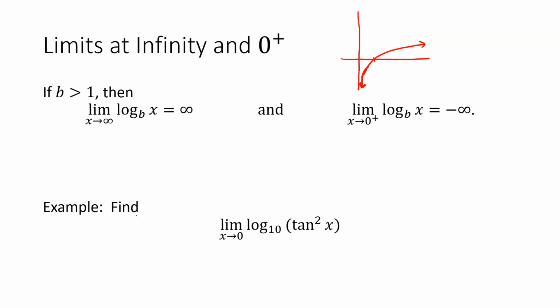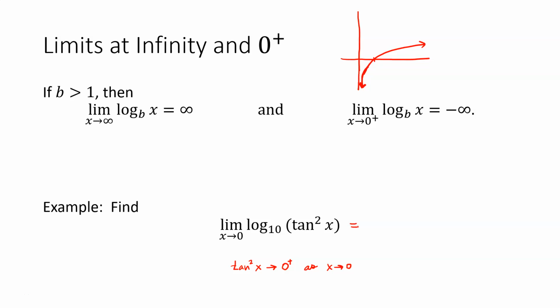So with that idea in mind, what can we say about the limit as x approaches 0 of log base 10 of tan squared x? So we know that tan of 0 is actually 0. So tan squared will be approaching 0 from the positive side as x approaches 0 from either side, because it's squared, right? We know that it'll always be a positive value.